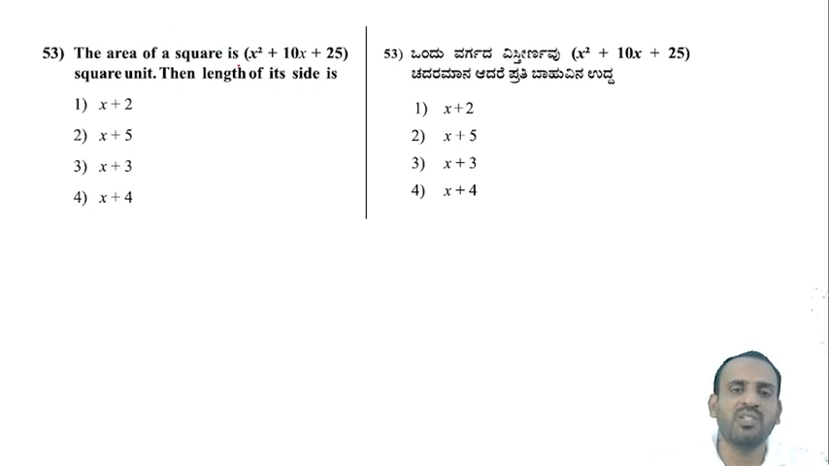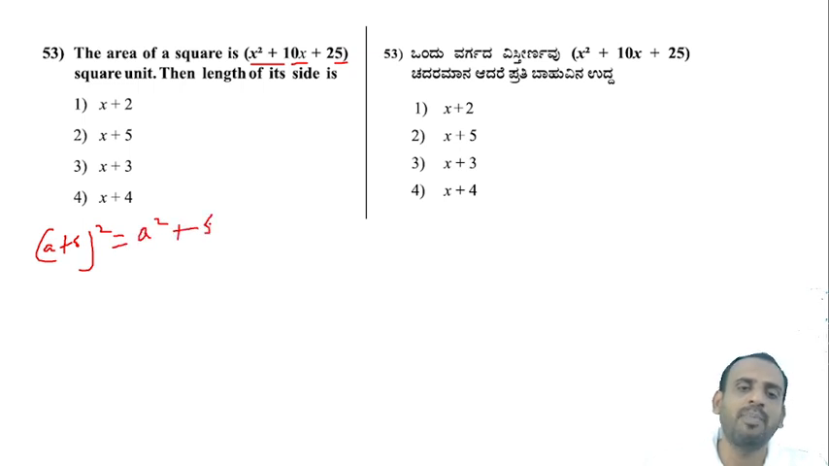The area of a square is x square plus 10x plus 25 square unit. The length of the side is, okay. It looks like an identity is used here. So which identity? Since all plus are there, a plus b whole square is equal to a square plus b square plus 2ab. You can also write this identity as a square plus 2ab plus b square. No problem with that. Okay. So now let us understand what we have here in the question.